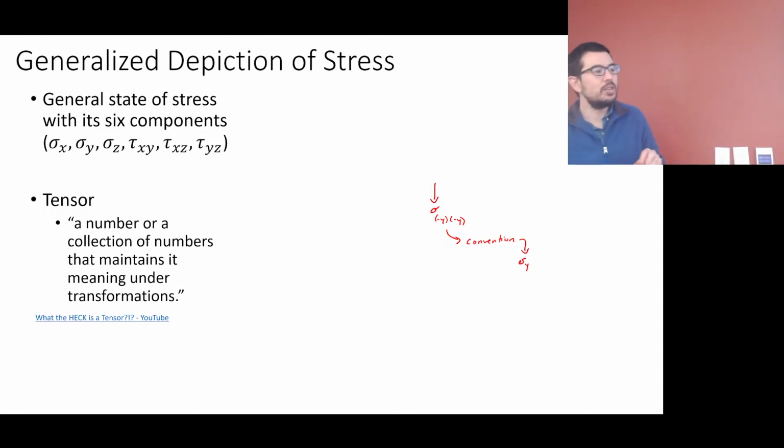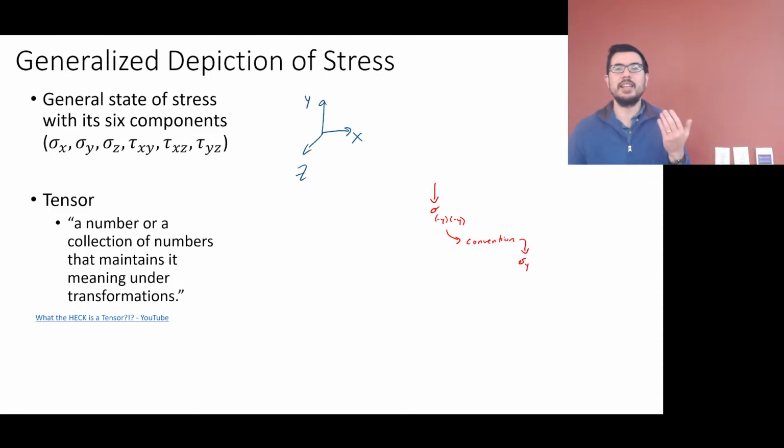So a tensor means it's a number, or it's a collection of numbers that will tell us the same thing. We don't lose information when we do a rotation. That's all a tensor is. And there's a great video by, I guess, the Science Asylum guy.